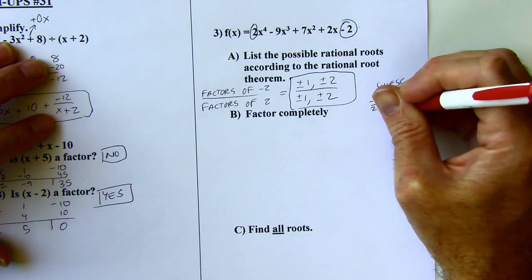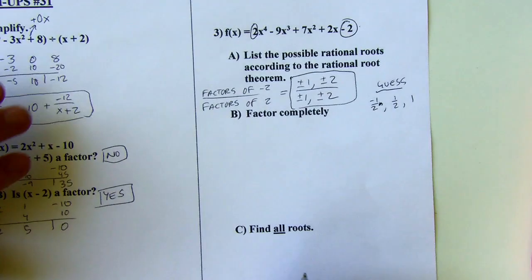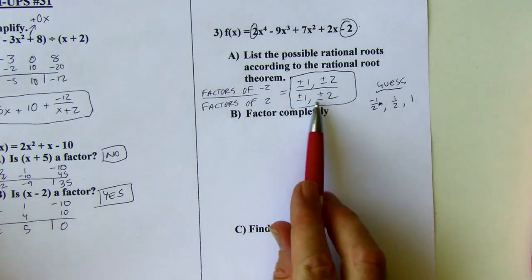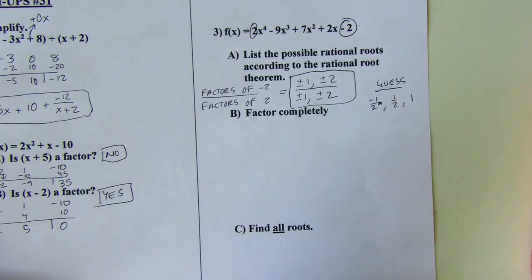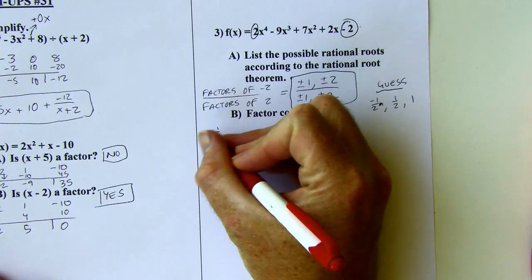Oops, -1/2, +1/2, and 1. Those are the ones I'm going to try. I could tell the rest of them that there were definitely no x-intercepts at these other options. Okay, so let's see if -1/2 is a factor.